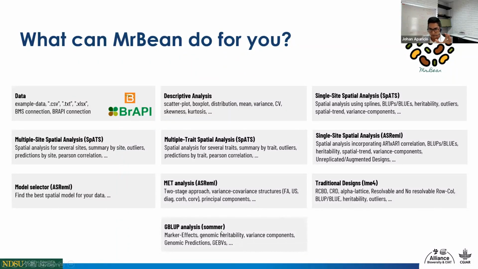Sommer will help us to fit the G-BLUP analysis, estimate marker effects, genomic heritability, and variance components. But this is when we have genotypic information or marker data. If we don't have it, we are going to use the rest of the models.